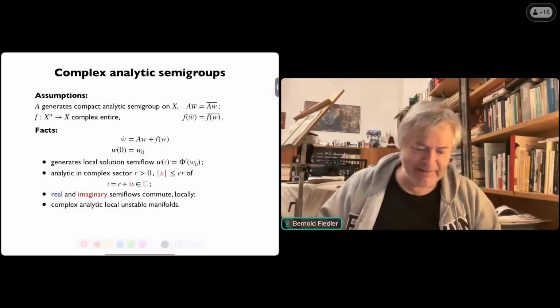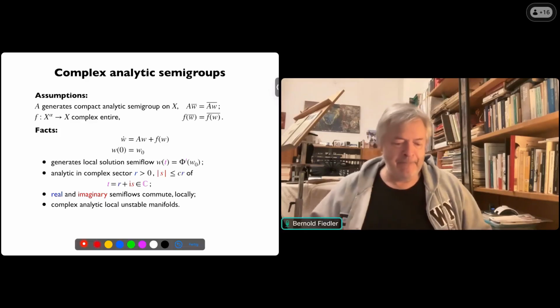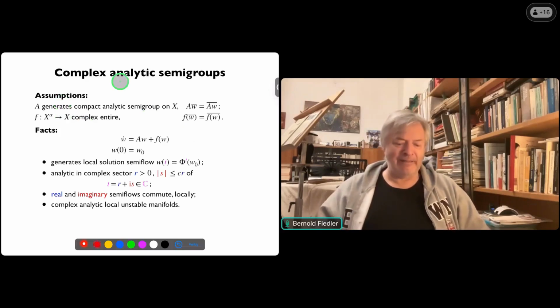So what is the abstract result? The abstract setting is complex analytic semigroup.